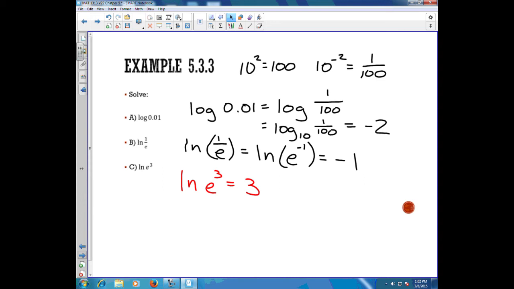All of these examples can be checked by just plugging them into your calculator. So if you cannot figure out how to change these things around, how to make 0.01 into 1 over 100, or how to make 1 over e into e to the minus 1, then just plug those things into your calculator. Done correctly, you will still get the same answer. And this is one way to check and make sure that you're doing logs and natural logs in the calculator correctly, which we're going to practice some in the next section.